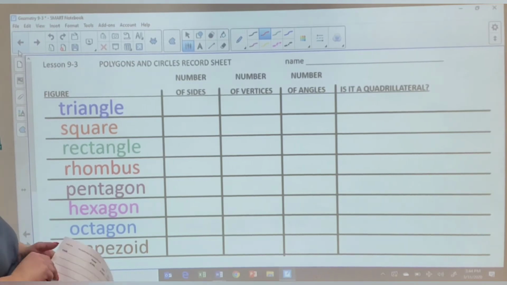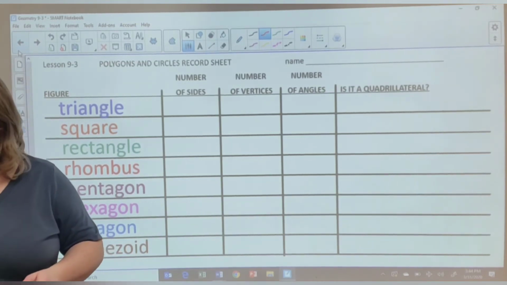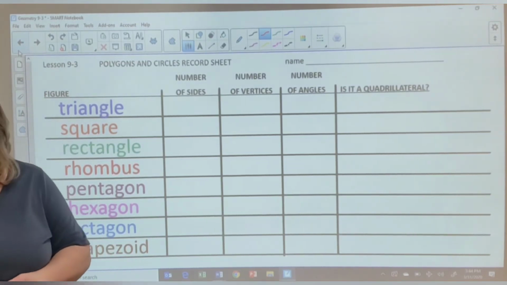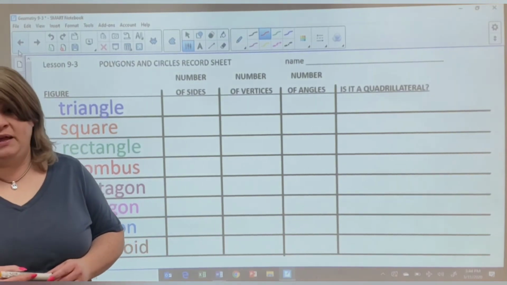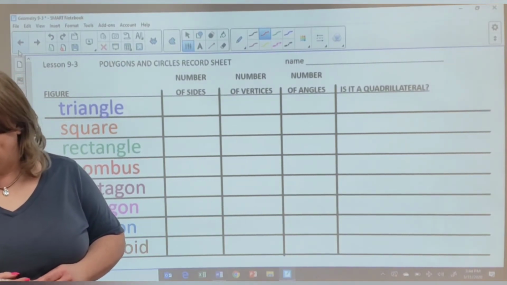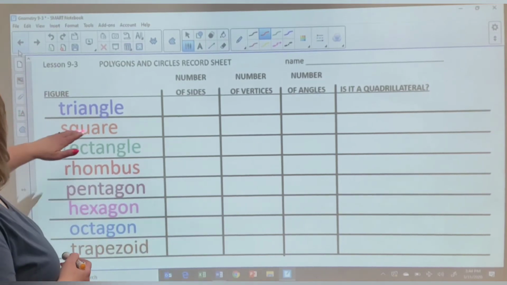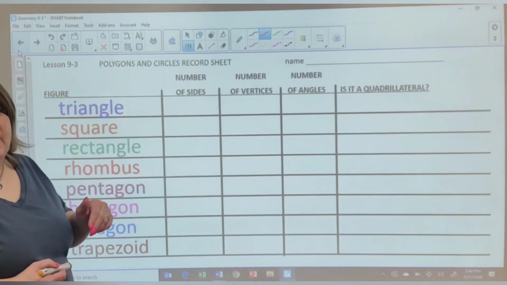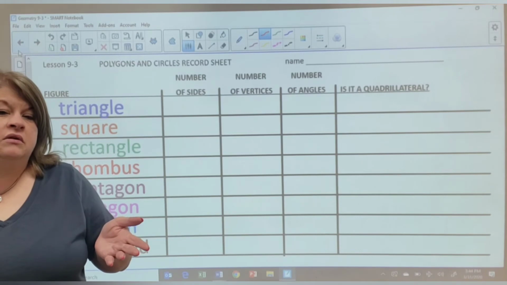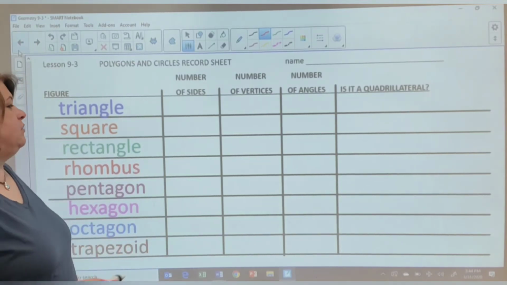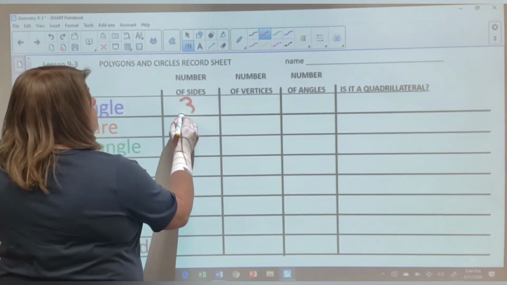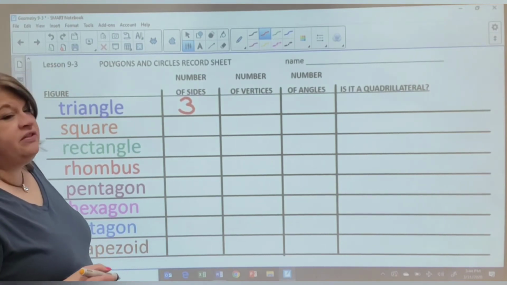All right, let's begin. Let's think about this triangle. Notice in your book the triangle's there. It's kind of got a pink inside, doesn't it? A triangle, number of sides. How many sides are on a triangle? 3, right. So what I want you to do is write the number 3 underneath the number of sides.